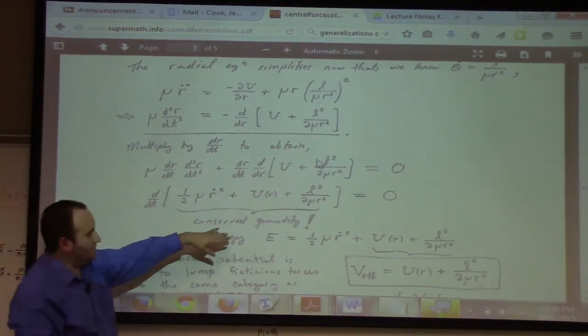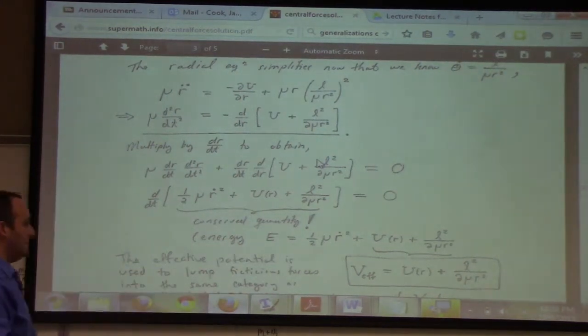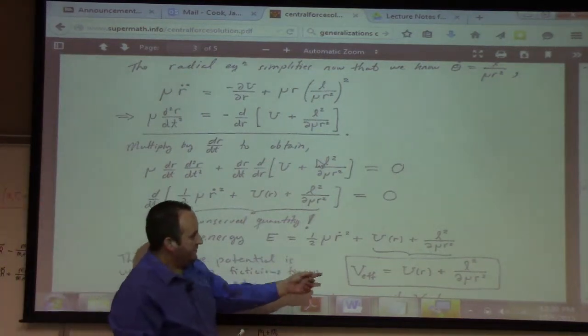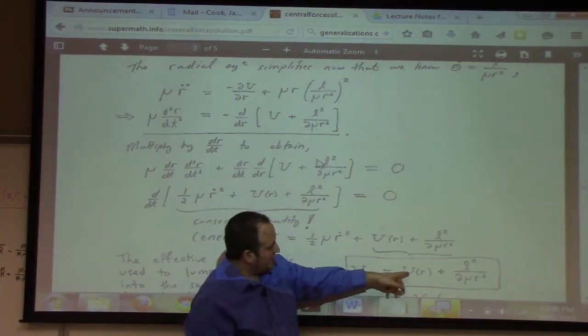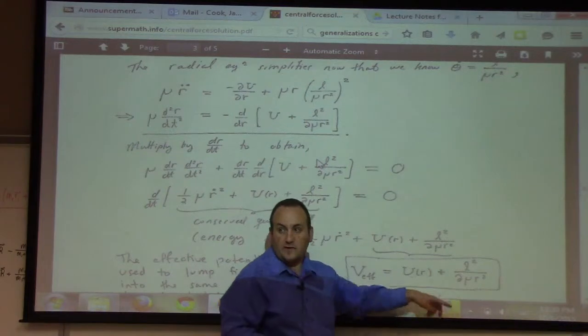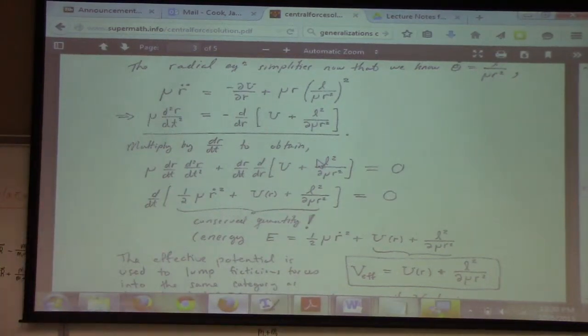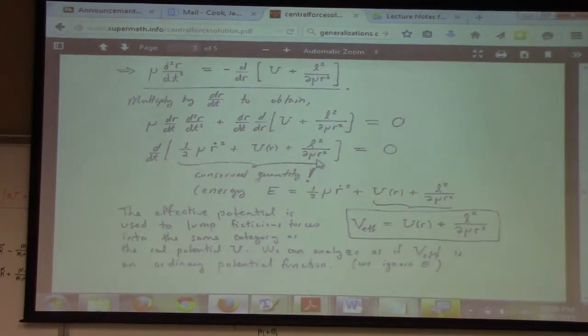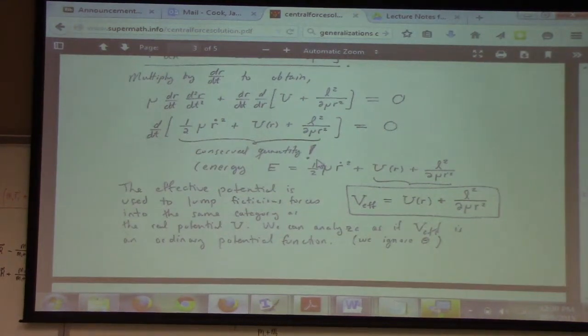And so the energy is that. This gives you what's called an effective potential. It's like, here's the gravitational potential, and then there's this other piece, and so you can analyze it as if it was a potential, even though, of course, the L squared over 2 mu r squared is essentially a coordinate effect.